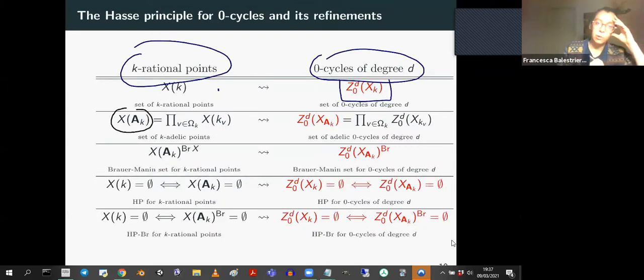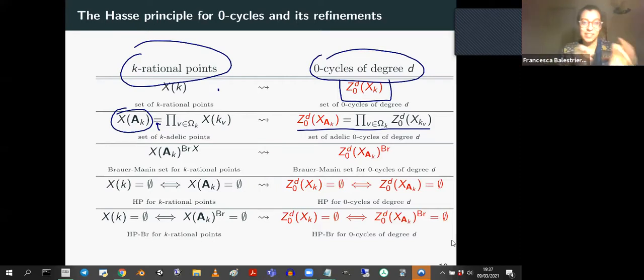We were looking at adelic points, and since I was always assuming that our x is proper, since it's projective, we also have this equality here. So we know that adelic points are just the product over all places of the v-adic points. And so we do something similar for zero cycles. We define the set of adelic zero cycles of degree d on x to be this product here. It's very analogous. You can see the analogy, hopefully.